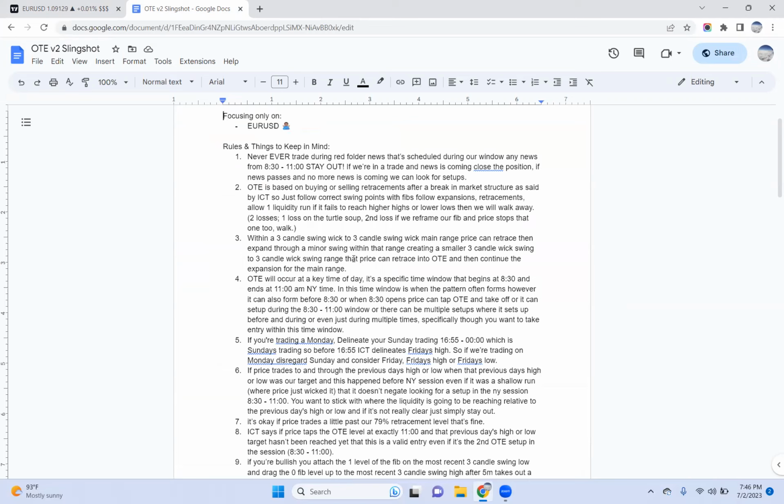Within a 3 candle swing wick to 3 candle swing wick main range, price can retrace, then expand through a minor swing within that range, creating a smaller 3 candle wick swing to 3 candle wick swing range. That price can retrace into OTE and then continue expansion for the main range.